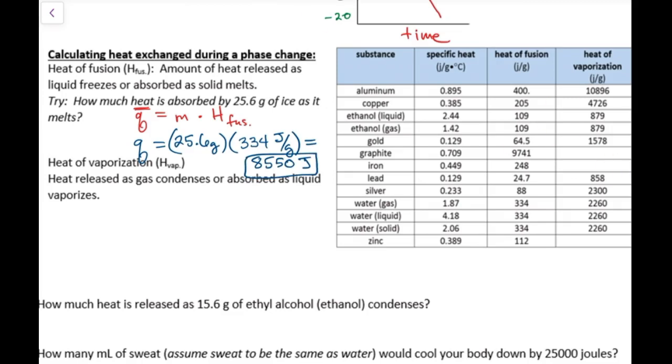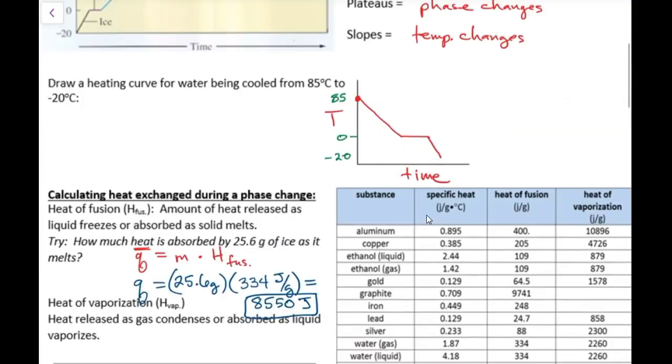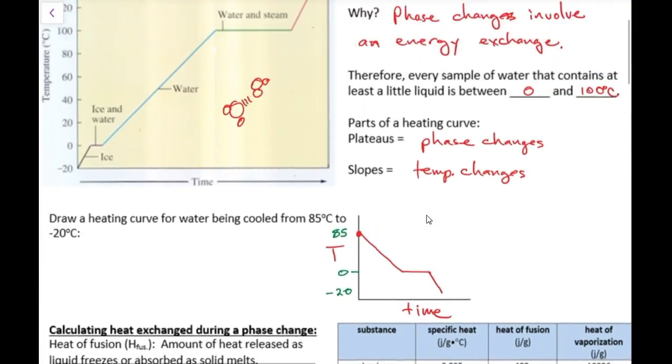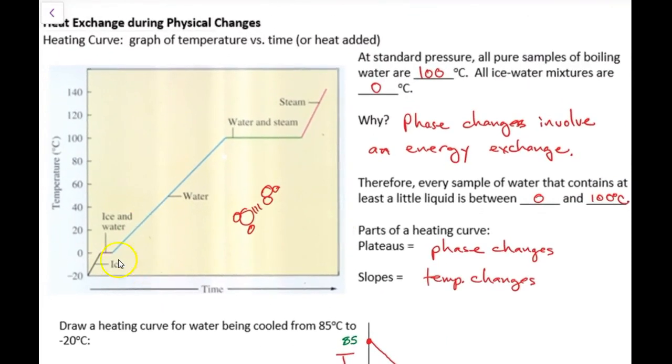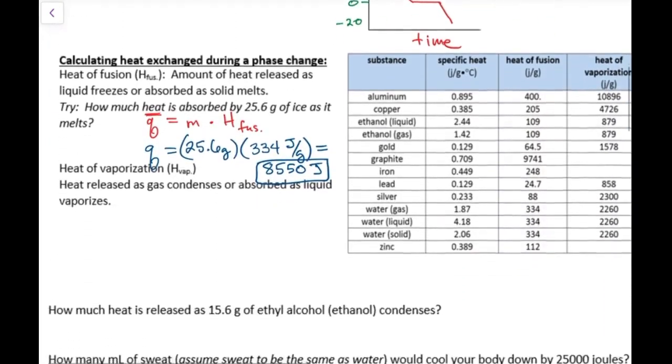All right, next question. The next thing here says heat of vaporization, HVAP, is the heat released as a gas condenses or absorbed as a liquid vaporizes. So heat of fusion essentially refers to this bottom plateau, melting or freezing. Heat of vaporization refers to this top plateau, which is generally going to be bigger. That's where we have boiling or condensing.